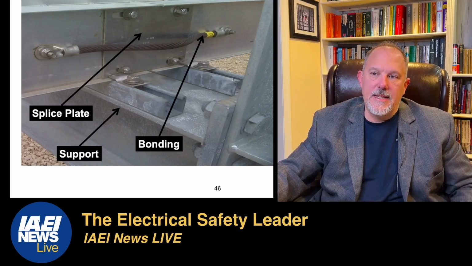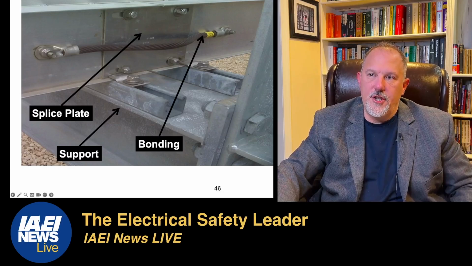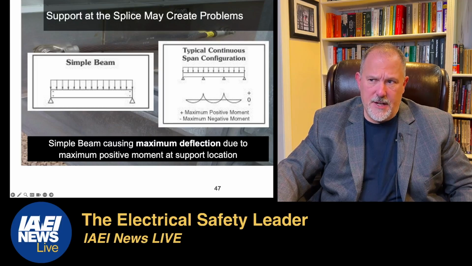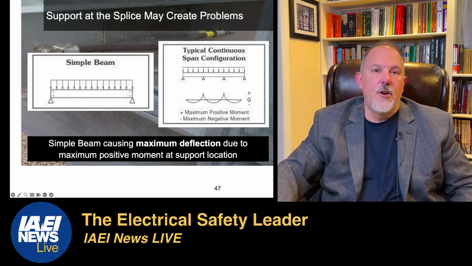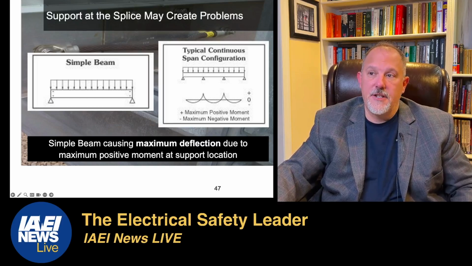There's your splice plate. This is the support. There's your bonding. You're going to need to make sure that you are within 2 feet and you have 1, 2 on either side of this. Putting one right in the middle is not a good idea. Simple beam causing maximum deflection due to maximum positive moment at the support location. That's what you get if you put your support on the very far ends. You bring these supports in on either side for better support, to minimize your deflection.